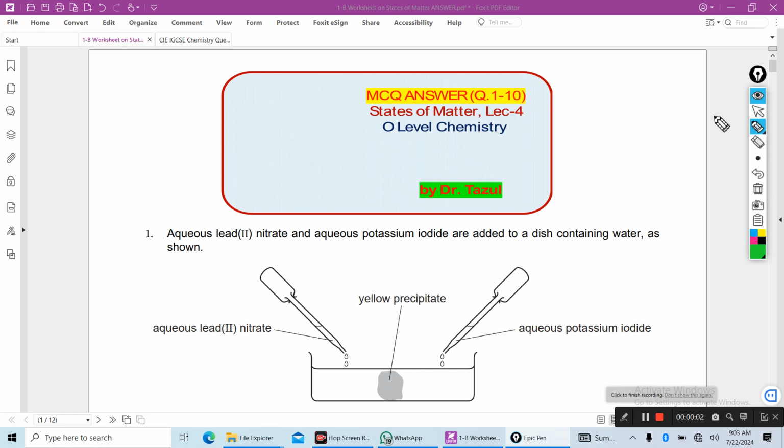Hello dear students, now I am going to discuss some MCQ questions on states of matter. This is important for Cambridge O-level chemistry and Cambridge IGCSE chemistry. Let's move.